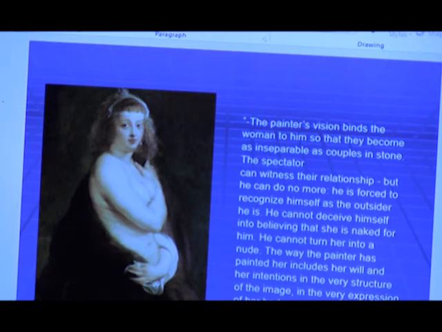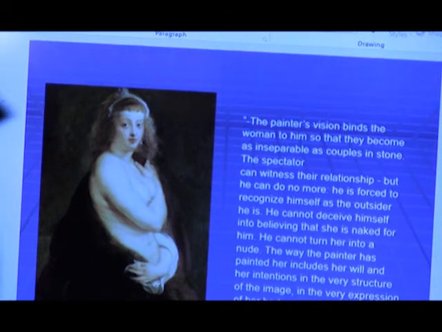You can't really make an argument that they're a thing. The spectator can witness the relationship, but he can do no more. He is forced to recognize himself as the outsider he is. He cannot deceive himself into believing that she is naked for him. He cannot turn her into a nude. All right? So what does that imply? Turning her into a nude.